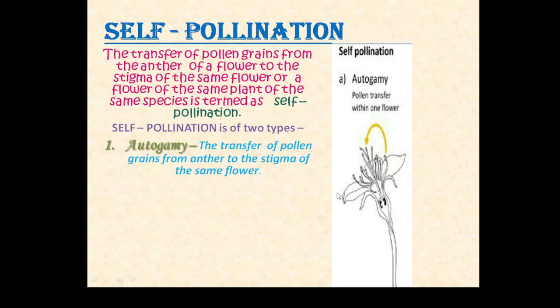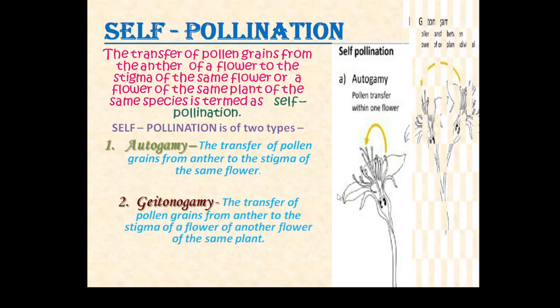Okay, and the next one is geitonogamy, the transfer of pollen grains from anther to the stigma of another flower of the same plant. See here, you can see the geitonogamy. See, pollen grains between the flowers of the same plant. The anther of this flower is transferring to the other flower, but it is of the same plant. If you talk about this one, this is flower A, and this is flower B. From the anther of A to the stigma of B, it is being transferred, but both flowers A and B are in the same plant.